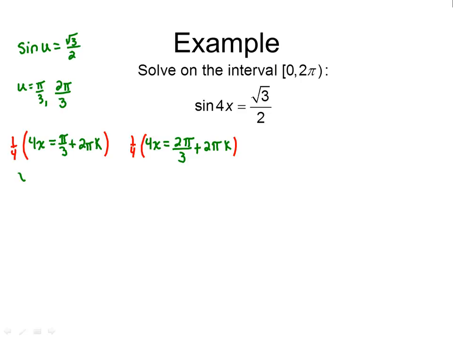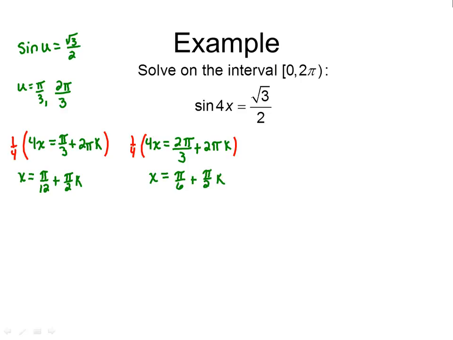So now we're going to have x is equal to, watch what happens to this. Instead of pi over 3, which is already kind of small, this is going to go to pi over 12. That's tiny. Plus pi over 2. Okay. And then the one on the right, it's going to go to pi over 6, plus pi over 2. Okay.